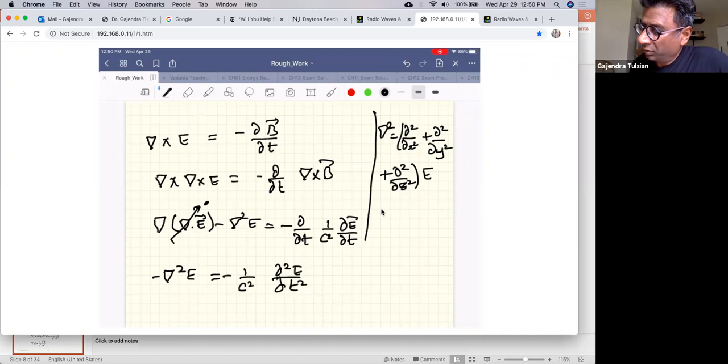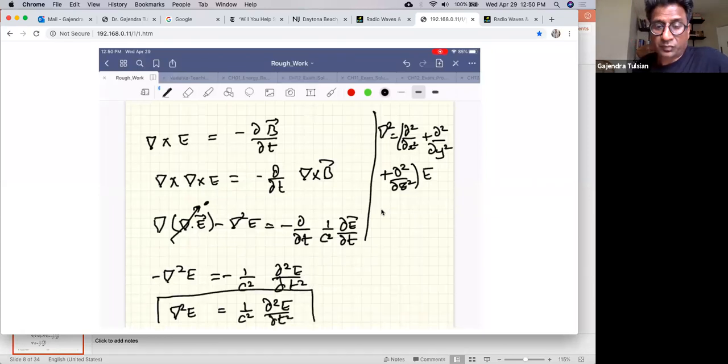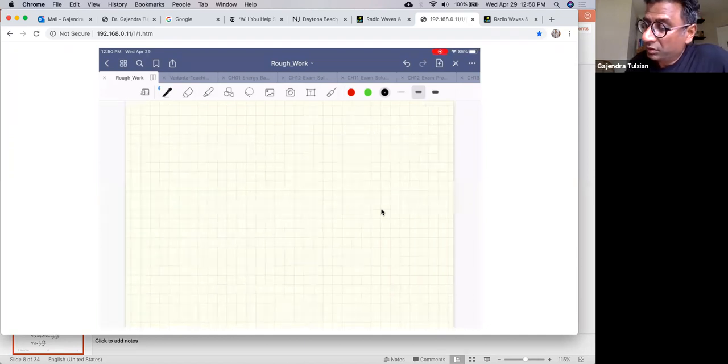Okay, so this is equal to del square E by 1 over c squared del square E by del t squared. Okay, and this is the wave equation. So here's the wave equation: del square E equal to 1 over c squared del square E by del t squared.